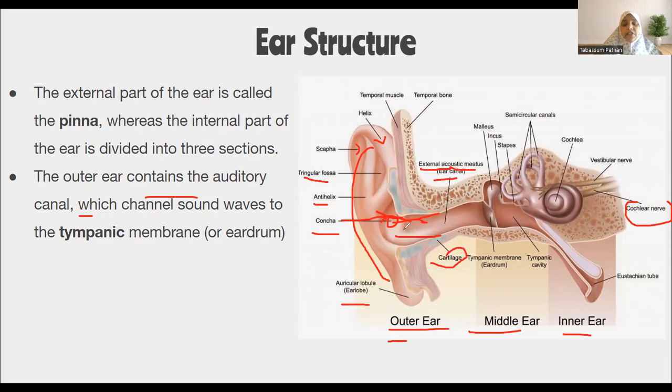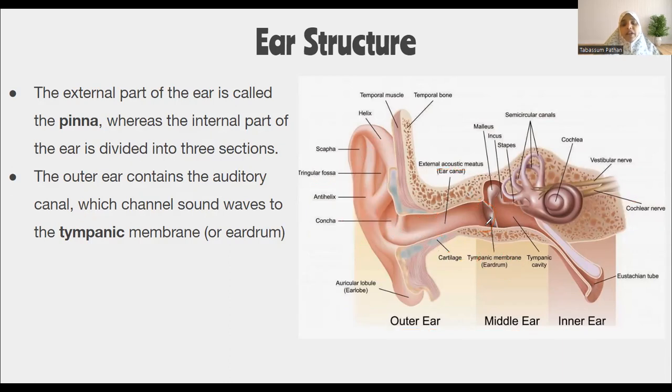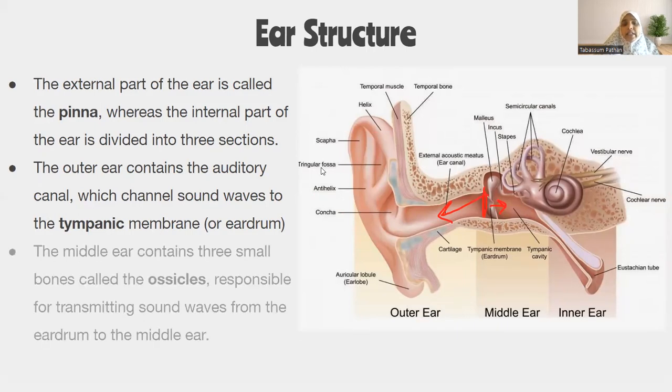This channel facilitates the travel of the sound waves to the tympanic membrane. You see the tympanic membrane over here inside your ear, which is also known as the eardrum. This membrane divides the outer ear and the middle ear. So it acts as a separation point. Over here the outer ear ends, and after the tympanic membrane, the middle ear starts. So it is known as the tympanic membrane, or the eardrum.